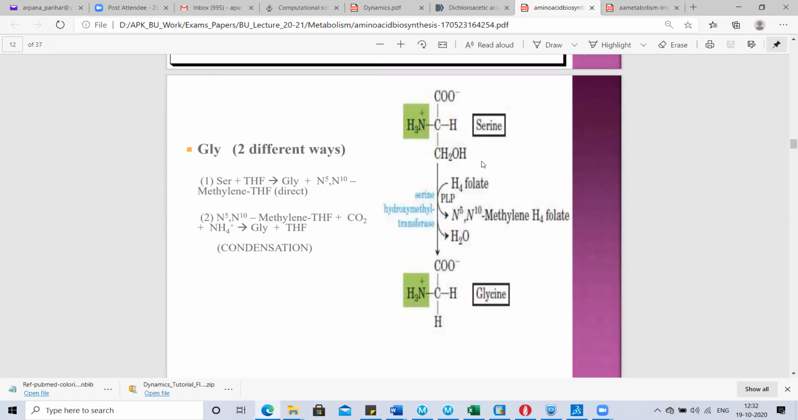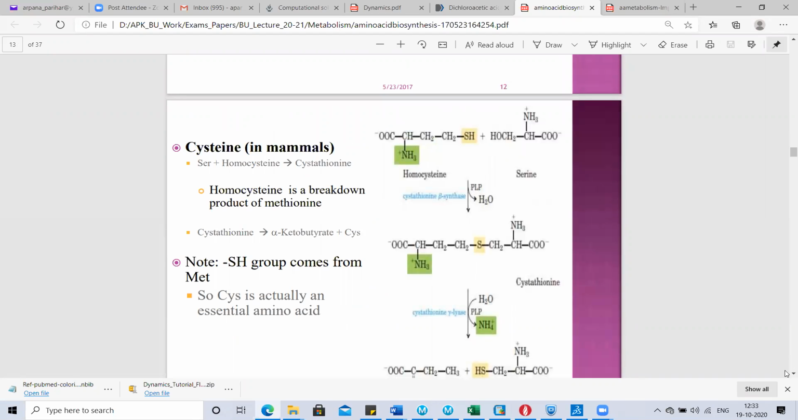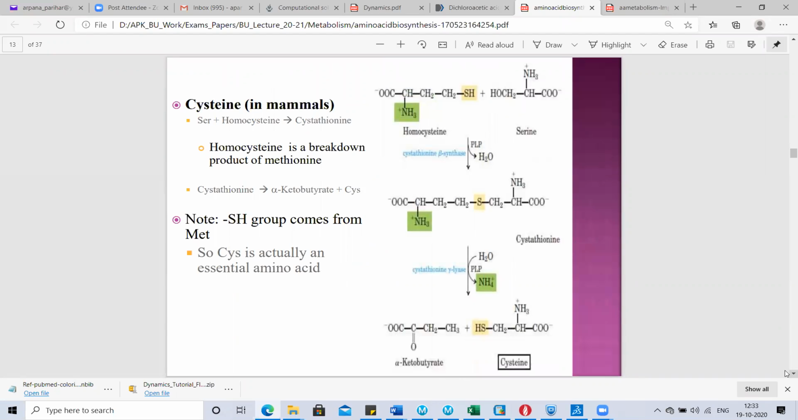This serine can transfer its methyl group to the tetrahydrofolate pathway by a transferase reaction and produces glycine. And how is cysteine biosynthesized in the body? It is synthesized from homocysteine. Homocysteine, when it reacts with serine, forms cystathionine in the presence of synthase enzyme, and cystathionine lyase catalyzes the removal of ammonia from here, and it produces alpha ketobutyrate and cysteine. So this is the pathway for cysteine biosynthesis.